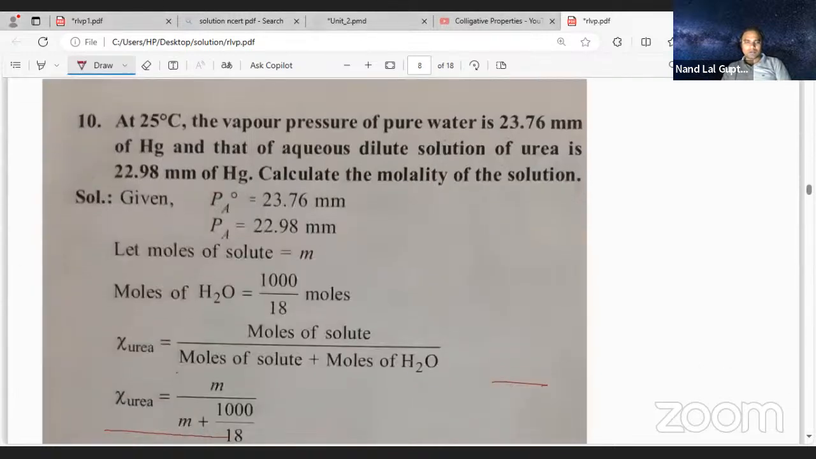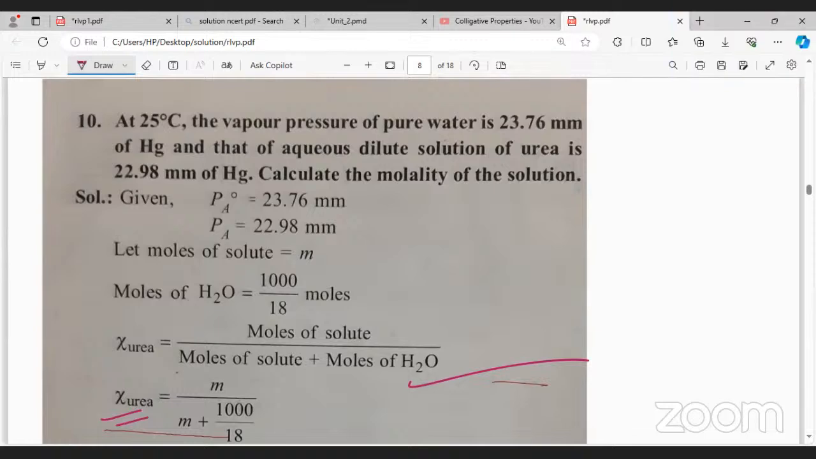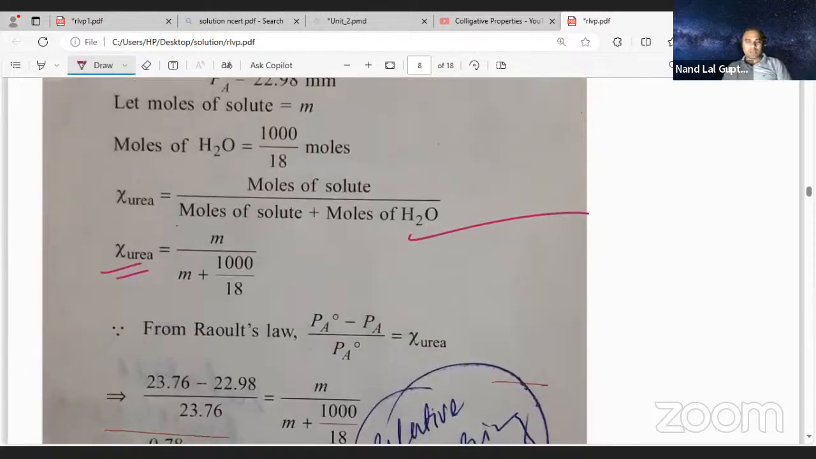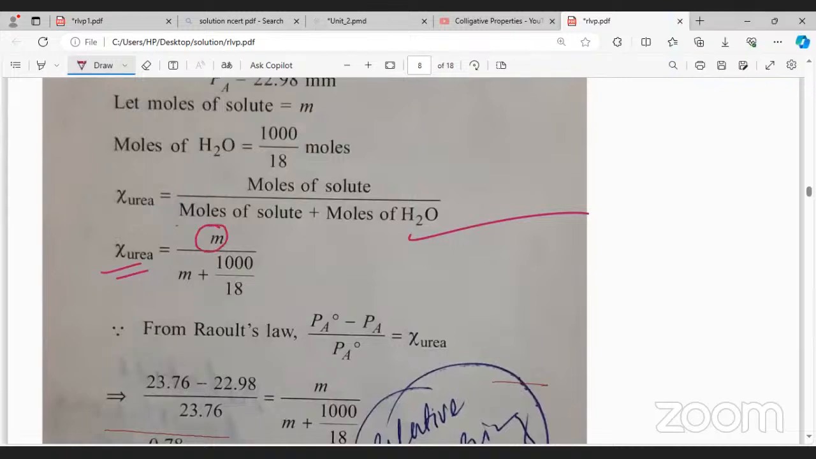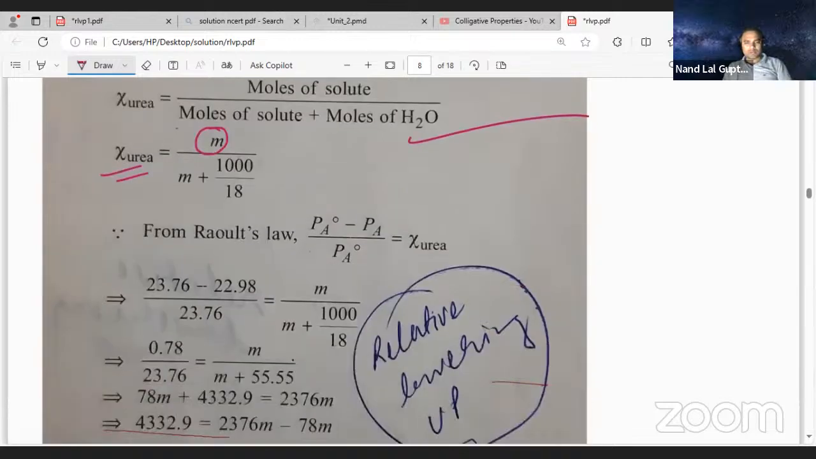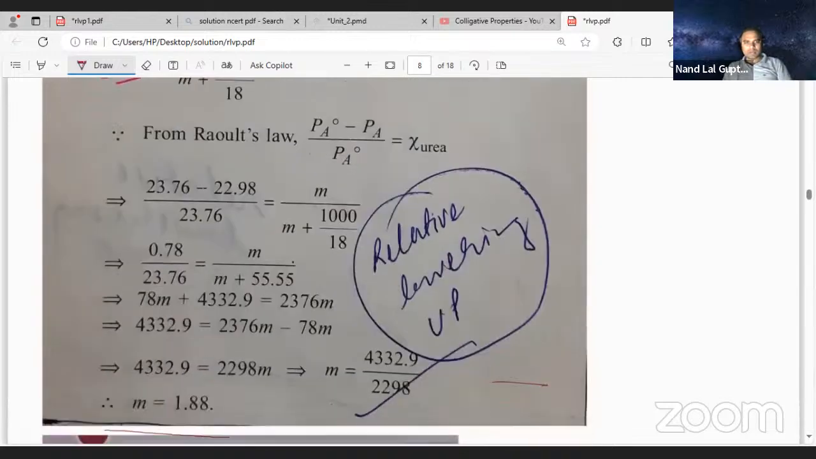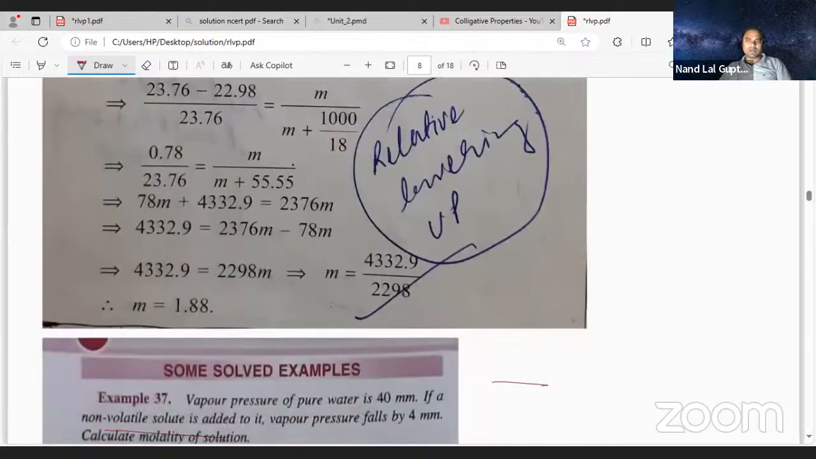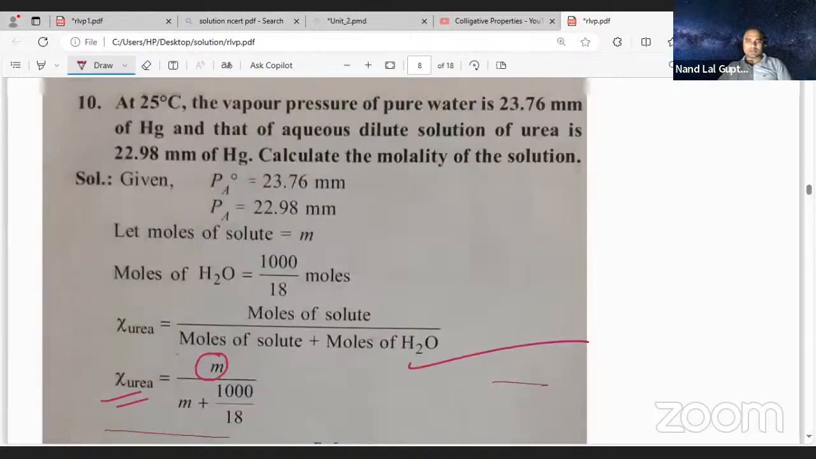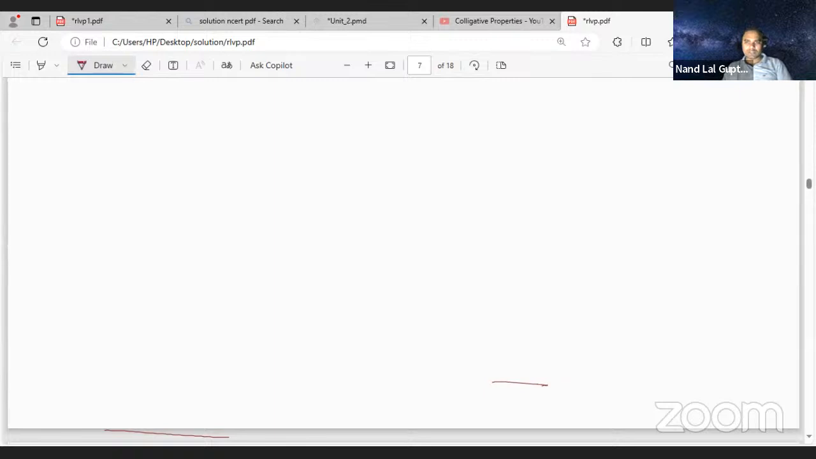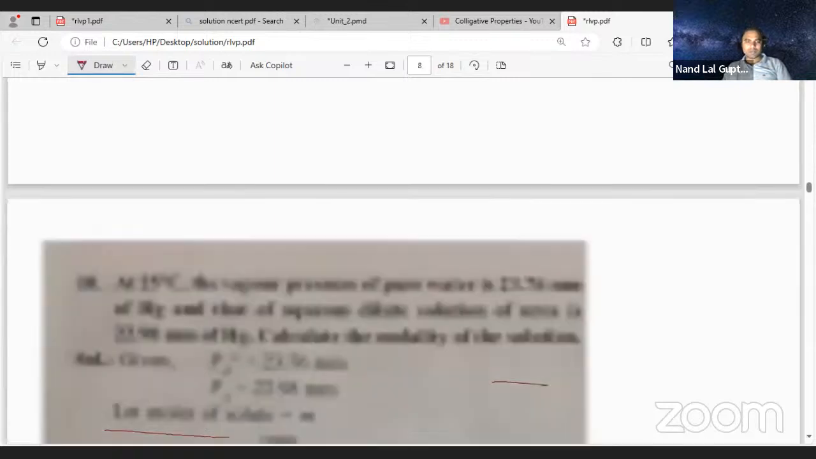Wait here. This is the mole fraction they have found out, and then X urea is already there. So they are calculating this one, M. Sir, question once more, please. Oh, wait, I'm showing you this one. Yeah, that can be found. That can be calculated. Okay, that can be calculated. Question is this one.